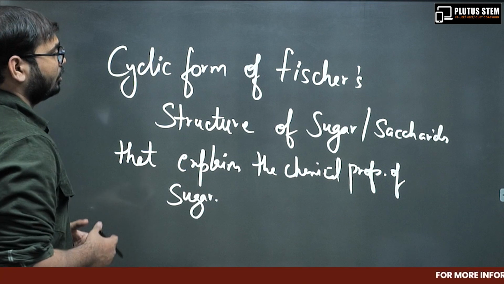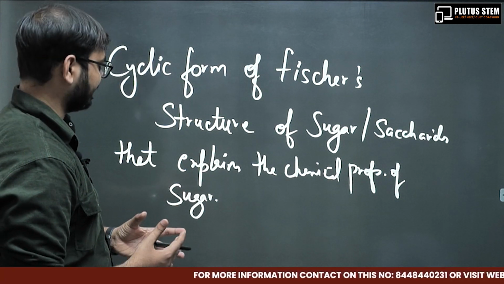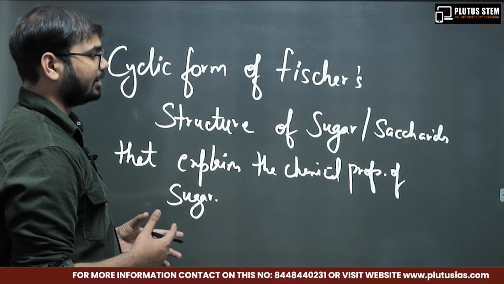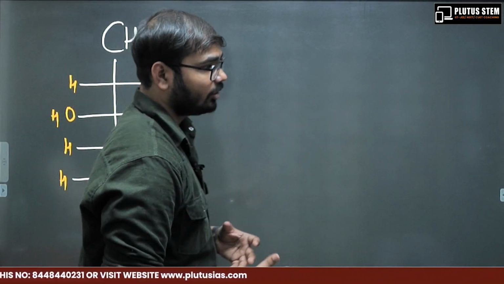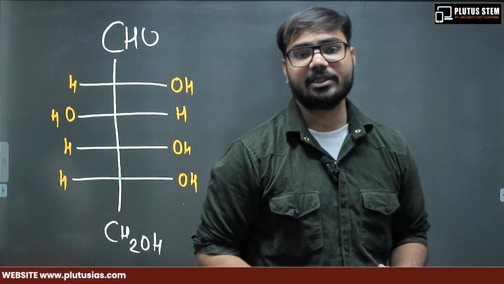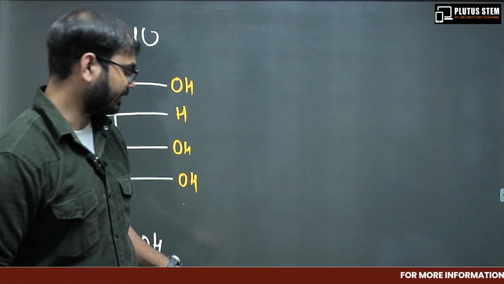As per definition, Haworth structures are cyclic forms of Fischer structures of sugars or saccharides that can explain the chemical properties of sugars. Next thing, in order to draw the Haworth form, first we need to represent the Fischer form of the sugar that we were provided with.